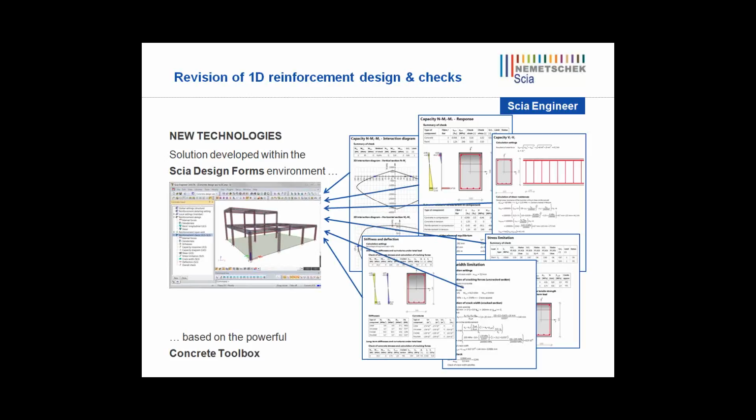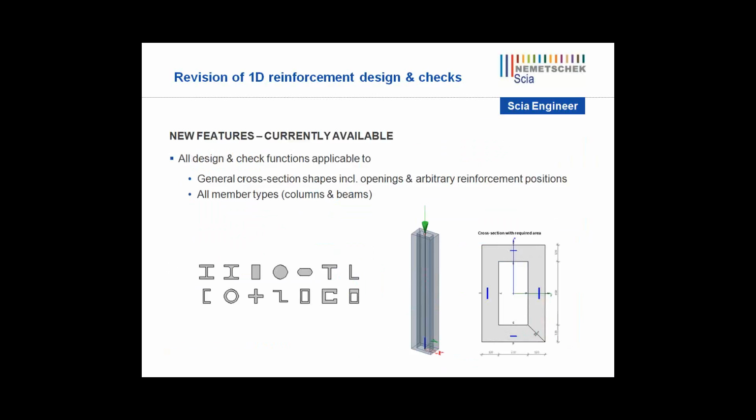This is also all based on a new concrete toolbox that we made. And this concrete toolbox is actually a set of code-independent functions with generic algorithms, which means that these functions can be applied to many special and general things. So they can be applied to general cross-sections. Our new algorithms are not made for a rectangular section or just some other regular form of section. They are for all types of sections and all types of members.